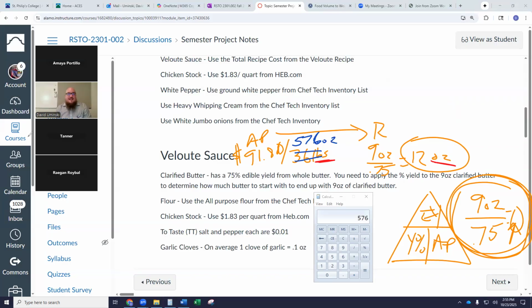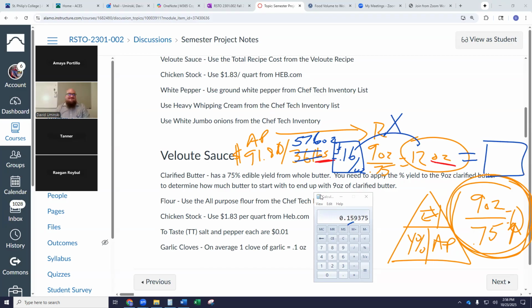That way, when you divide $91.80 by 576, you already have your cost per ounce of 16 cents. See how I rounded that up to 16 cents? Yes. Awesome. So now, if it's 16 cents for 1 ounce and I need 12 ounces, multiply 16 times 12. Yep, and that's your ingredient cost.